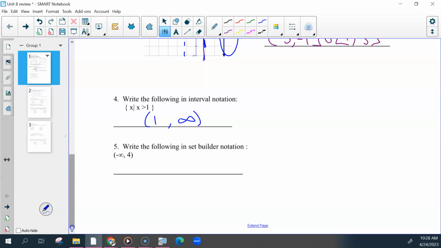Okay. So for those, think about what number you're starting at, what number you're ending at. If this had an equal to underneath it, the line underneath it.